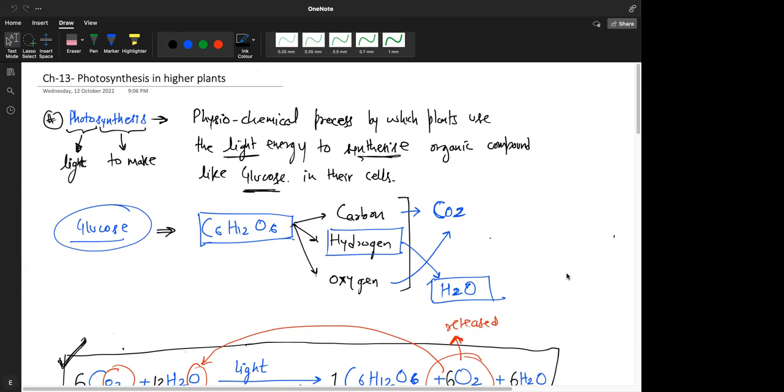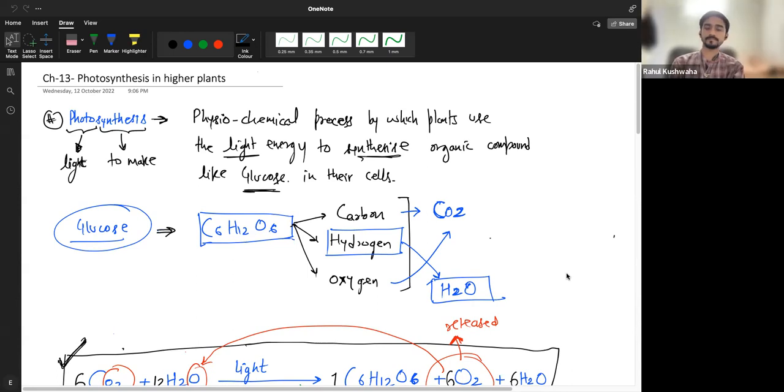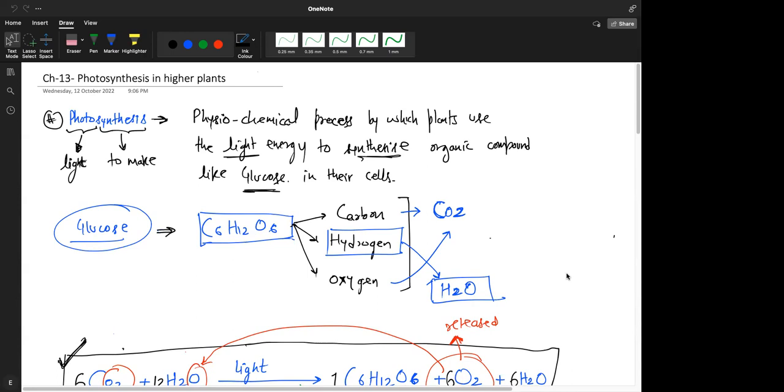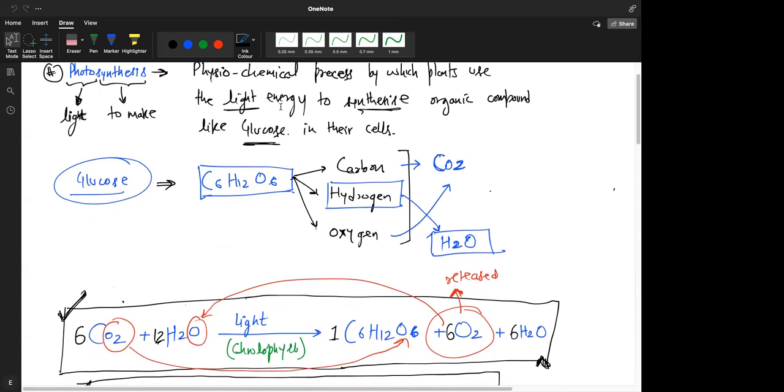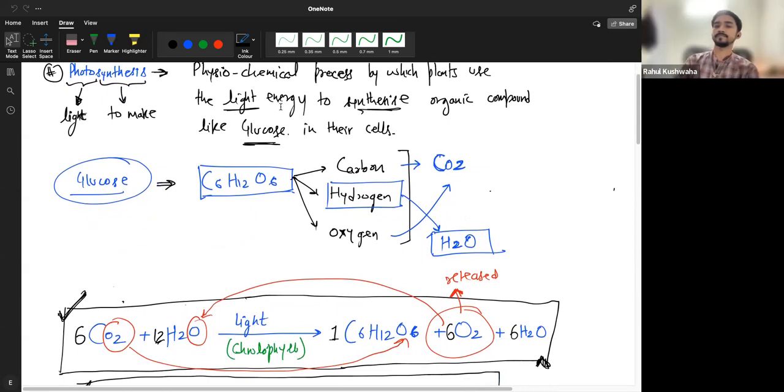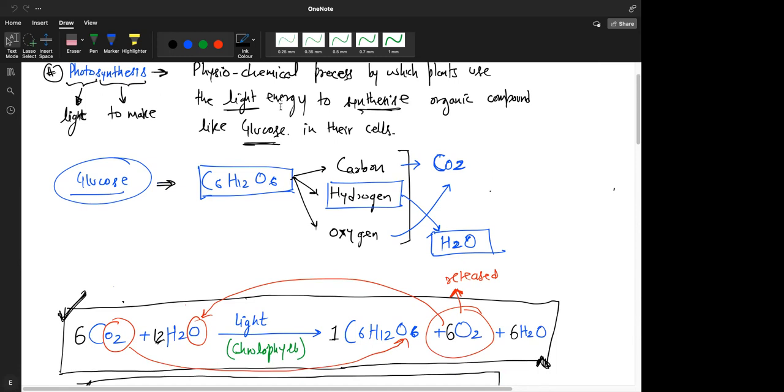Okay, sir. Thank you. Photosynthesis is the physiochemical process by which plants use the light energy to synthesize organic compounds like glucose in their cells. And glucose formula is C6H12O6, and we obtain the carbon from carbon dioxide and hydrogen from water. And where do we get the oxygen from? Yes, from carbon dioxide.